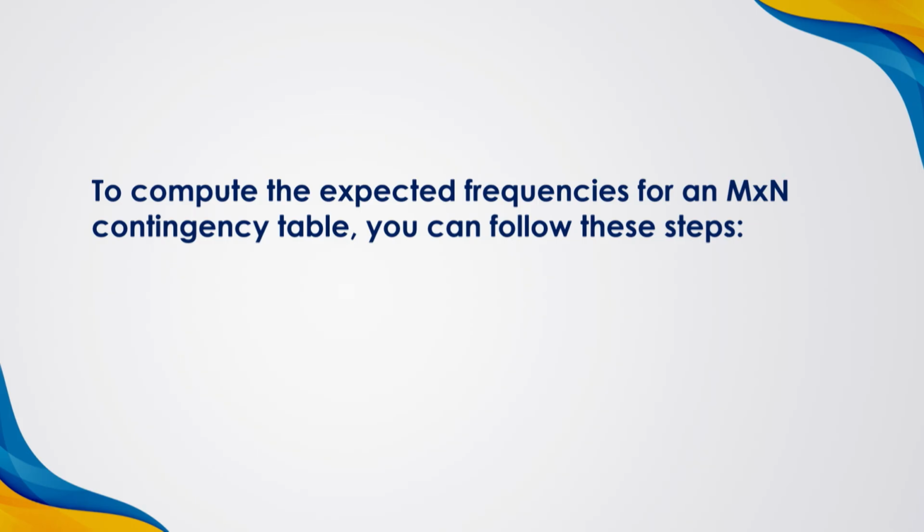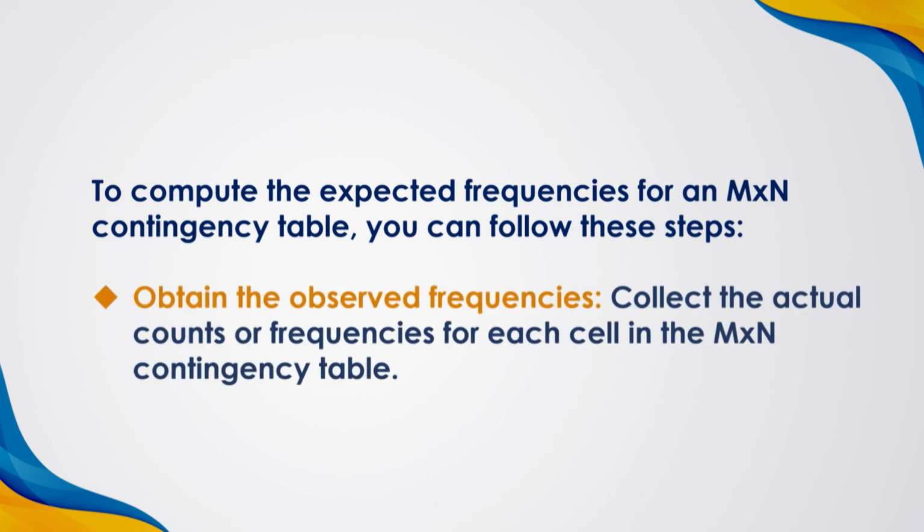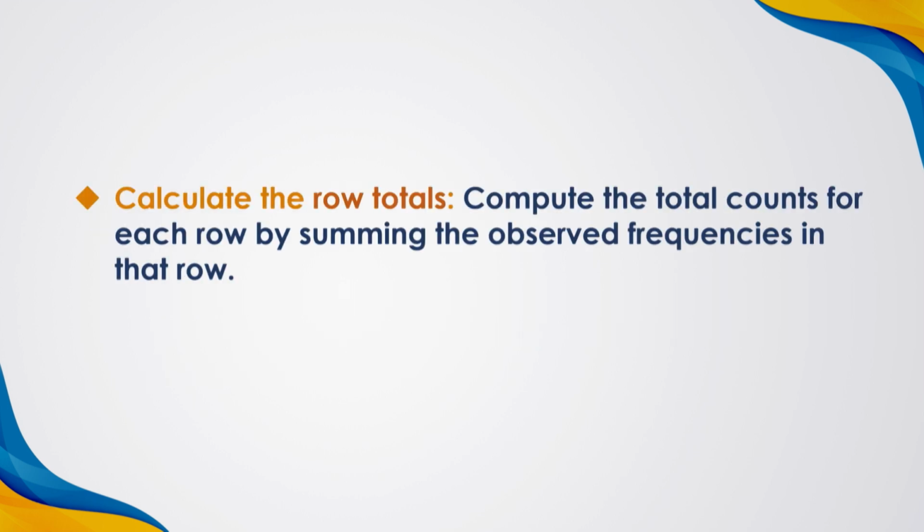Dear students, let us start the third part of our lesson, that is on computation of expected frequencies for M by N contingency tables. To compute the expected frequencies for an M by N contingency table, we can follow these steps. First, we need to obtain the observed frequencies by collecting the actual counts or frequencies for each cell in the M by N contingency table.